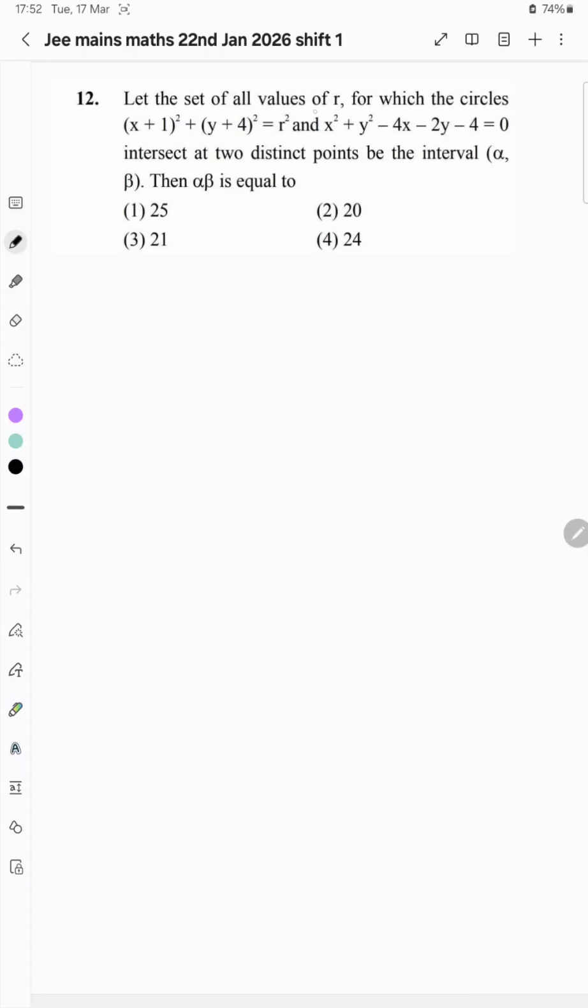The set of all values of r for which the circles intersect at two distinct points be the interval (alpha, beta). Then what is alpha beta? Okay, observe here. First we can find the center and radius of the circles.